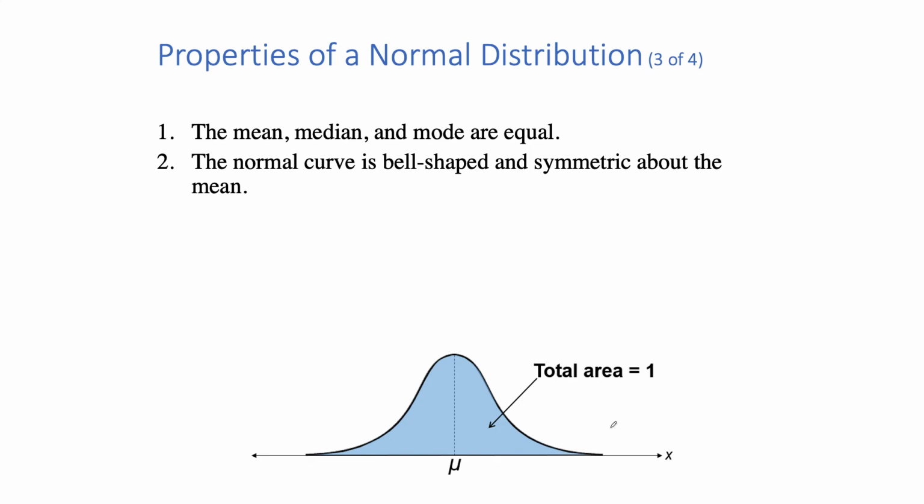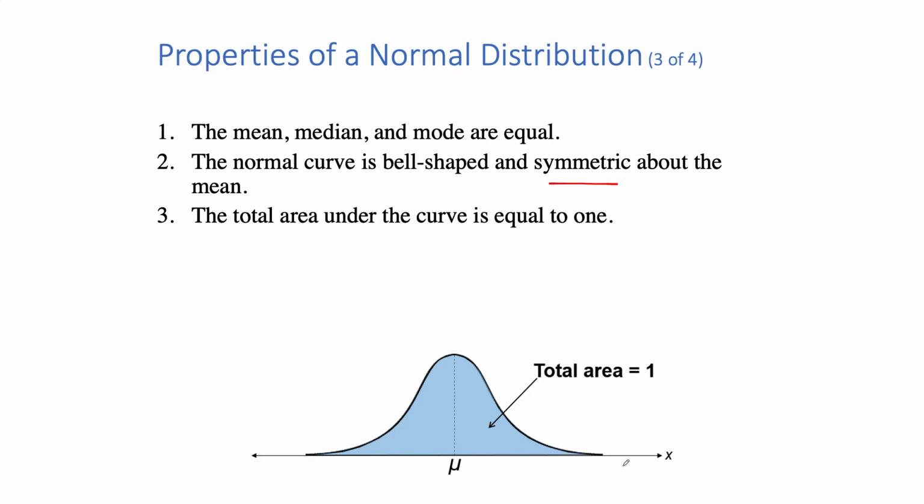We already established that if the mean, the median, and the mode are equal, then it stands to reason that the distribution is going to exhibit symmetry. So the normal curve is bell-shaped and is symmetric about the mean. The total area under the curve is equal to 1. If I calculate the total area under this curve, it's basically equal to 1.